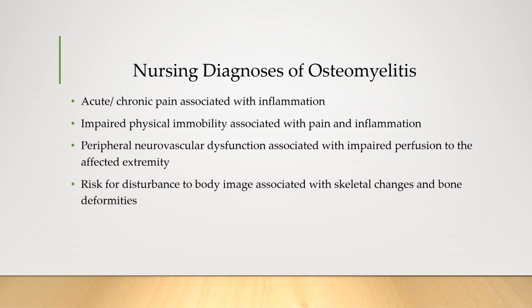So, some nursing diagnoses of osteomyelitis: acute chronic pain associated with inflammation, impaired physical immobility associated with pain and inflammation, peripheral neurovascular dysfunction associated with impaired perfusion to the affected extremity, risk for disturbance to body image associated with skeletal changes and bone deformities.